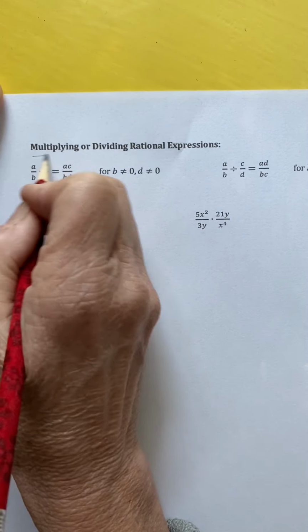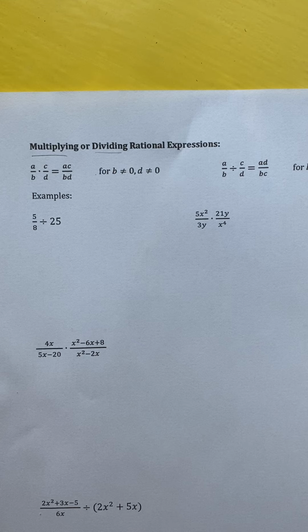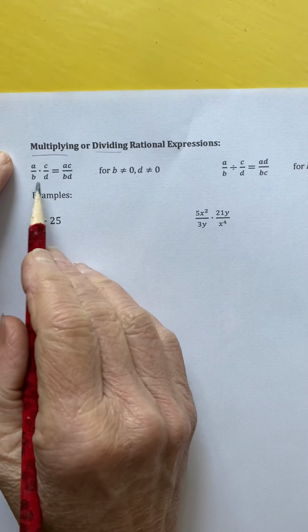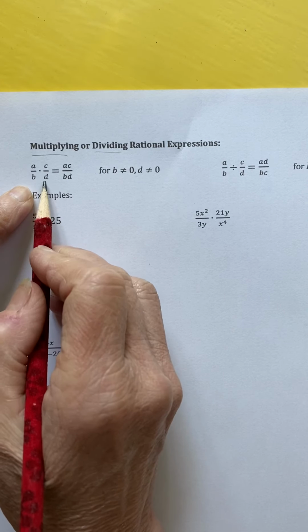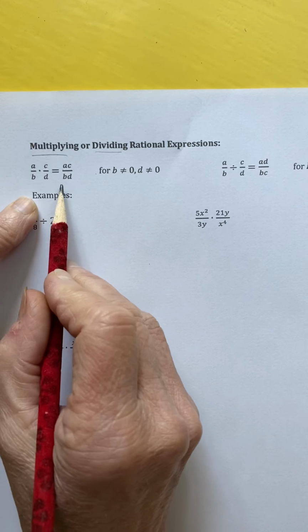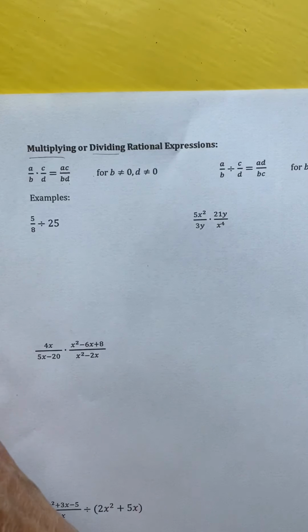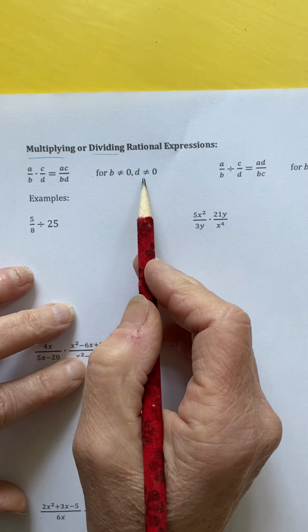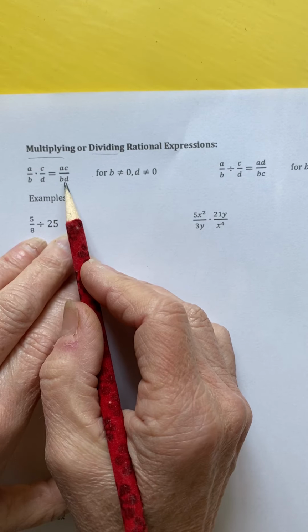So anyway, multiplying or dividing rational expressions. We just learned what a rational expression is. It's a polynomial over a polynomial, basically, in fraction form. If you multiply two fractions, just like you always have known, if you have a over b times c over d, that's just the numerator a times the numerator c over the denominator b times the denominator d. So that's how you multiply fractions. You just multiply numerator times numerator, denominator times denominator. We have a condition here that b cannot be 0, nor can d be 0, because we don't want division by 0 here.